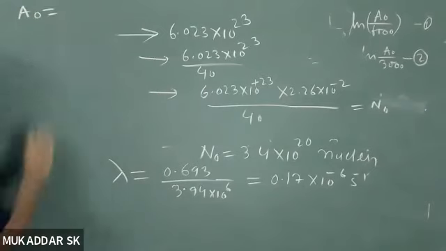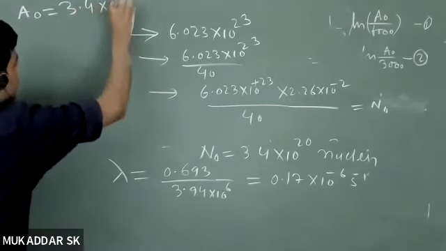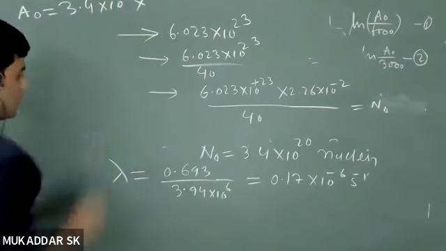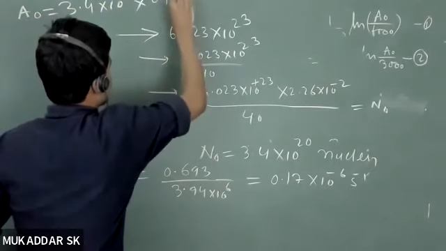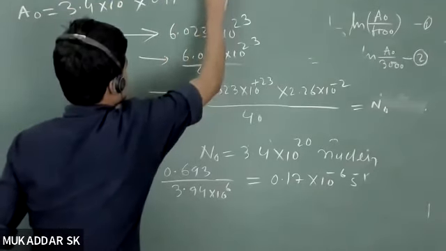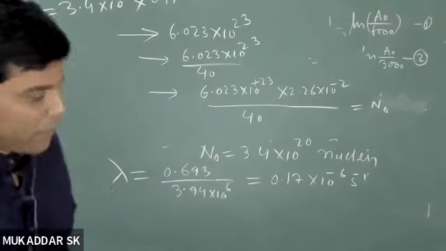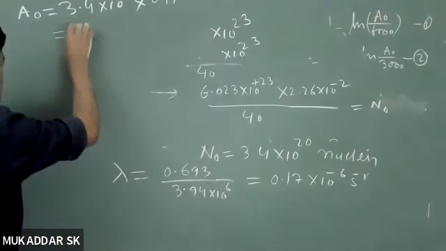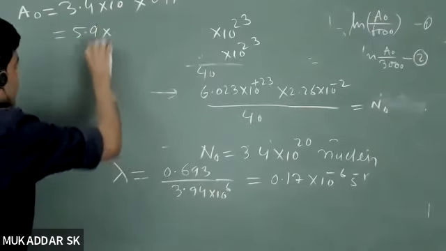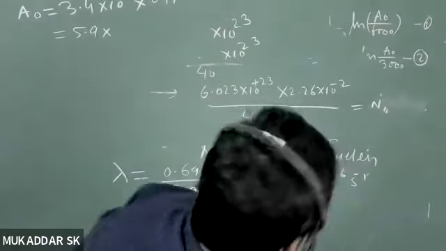A naught will be N naught, 3.4 into 10 to the power 20, and then 0.17 into 10 to the power minus 6. Okay, you calculate this. How much are you getting? It is not visible, sir. Not visible? Okay.